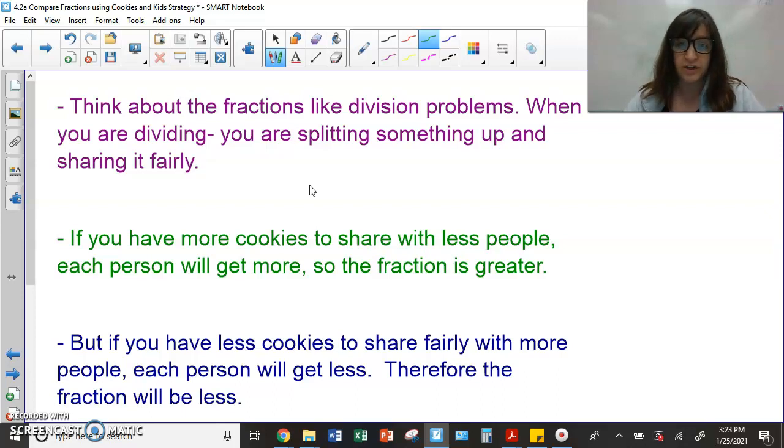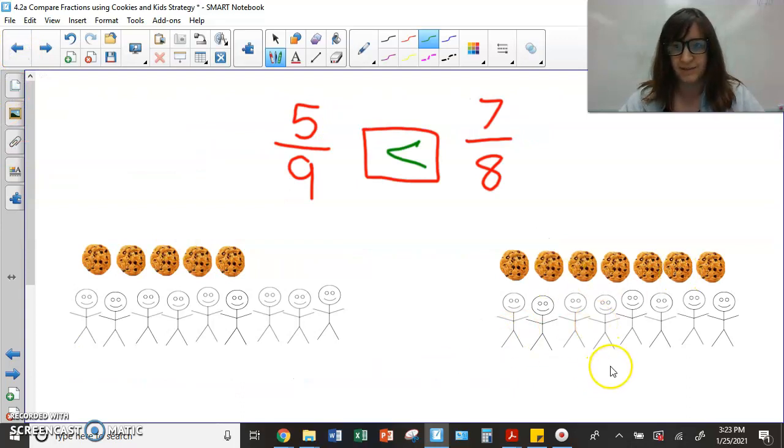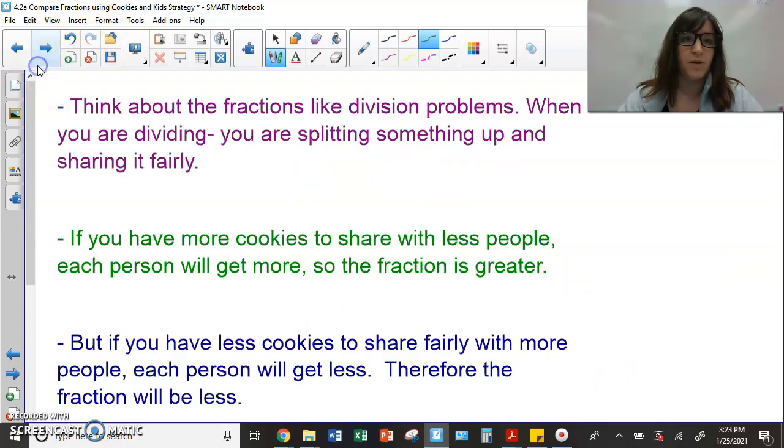If you have more cookies to share with less people, each person will get more, so the fraction is greater, okay? That's like we saw over here. More cookies with less people than over here. But if you have less cookies to share fairly with more people, each person's going to get less. So that fraction will be less.